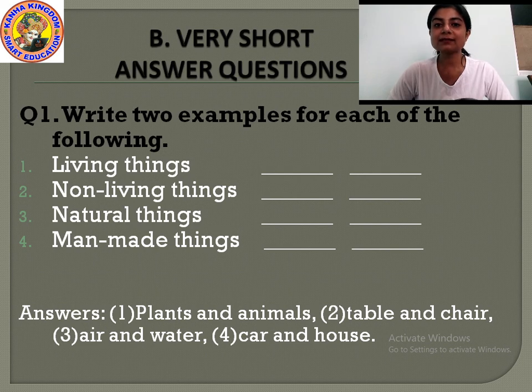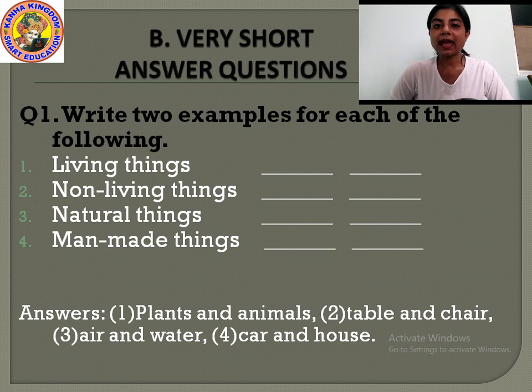P-L-A-N-T-S, plants. A-N-I-M-A-L-S, animals. Okay. Number 2, non-living things. What are the examples of non-living things? Table and chair. T-A-B-L-E, table. C-H-A-I-R, chair.